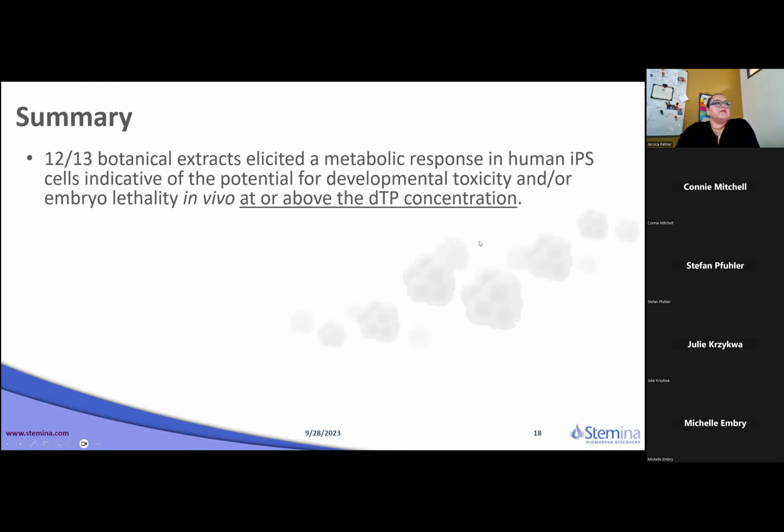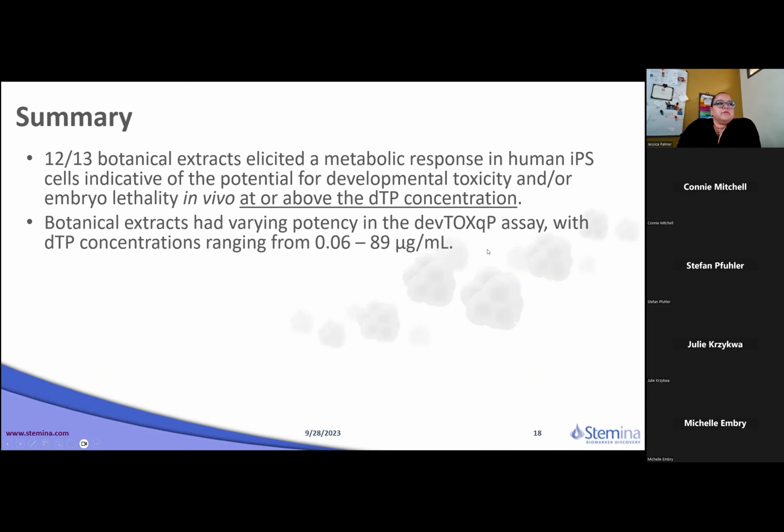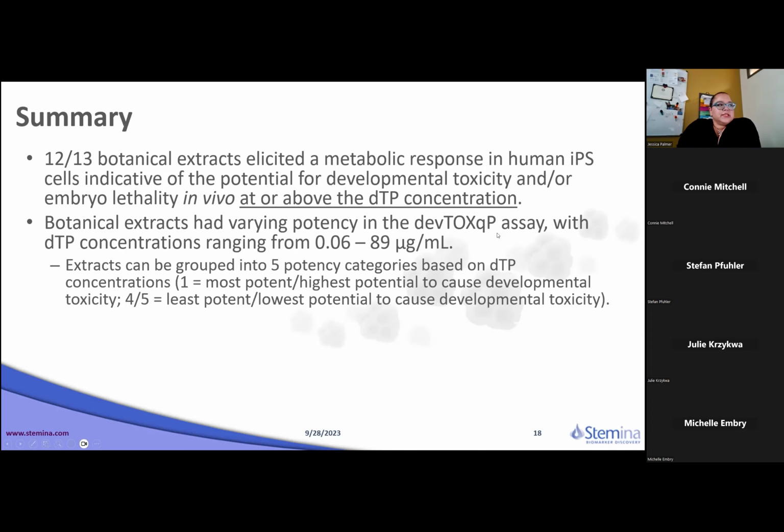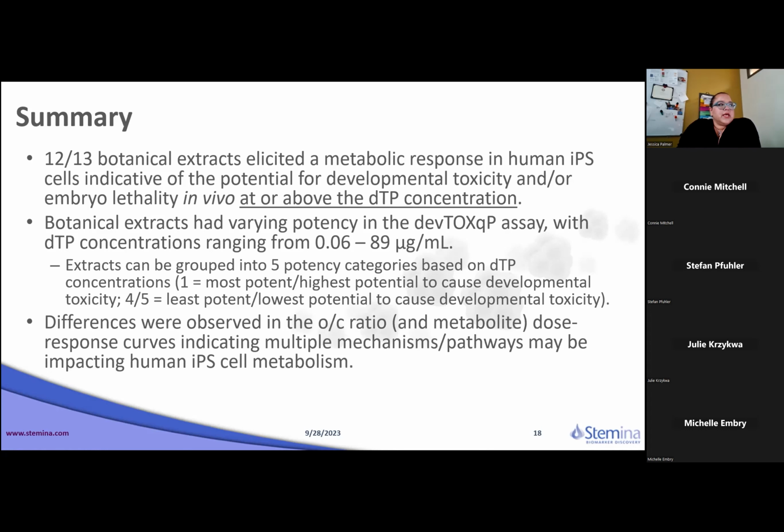So in summary, 12 of the 13 elicited a response that we would consider to be potential for developmental toxicity in vivo, but only at or above that DTP concentration. There was a broad range of potency that we observed in the assay, and you can group those into 5 potency categories. And then, interestingly, there were significant differences in the dose response curves that indicate that there could be multiple mechanisms or pathways being affected, either within a botanical extract or between the botanical extracts.